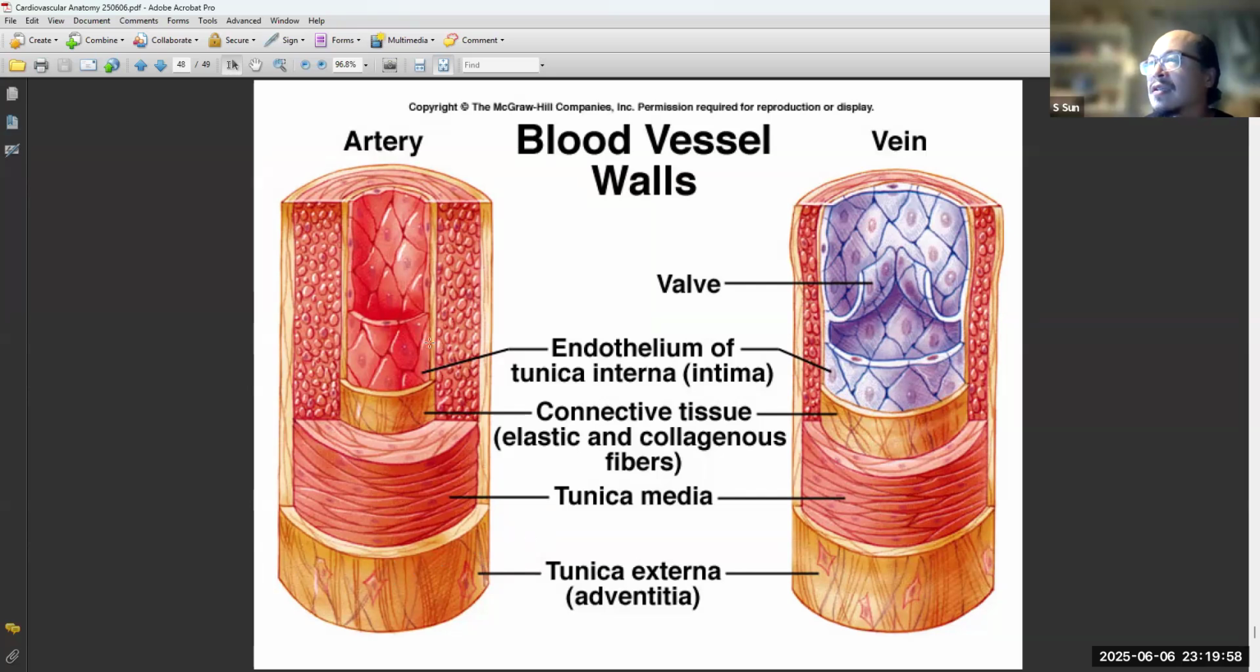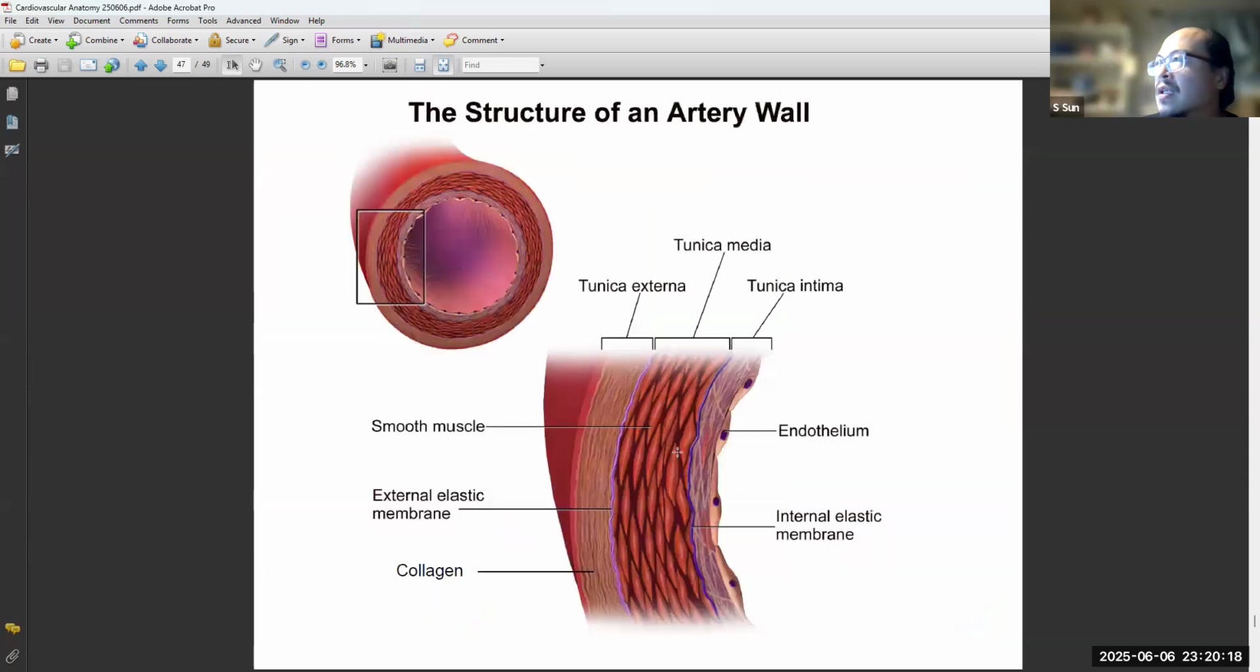Either artery or veins, you have 3 layers, and you should also know the primary cell in each layer. In the tunica intima, that's endothelium. In the tunica media, that is the smooth muscle. So this one, you have the smooth muscle. This is showing you the artery. Tunica intima, you have the endothelium. Tunica media, this one you have the smooth muscle. And tunica externa, just fibrous tissue, basically.